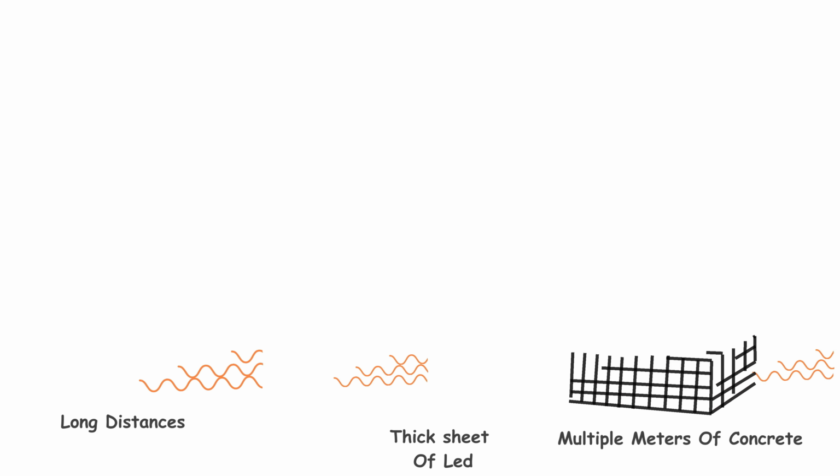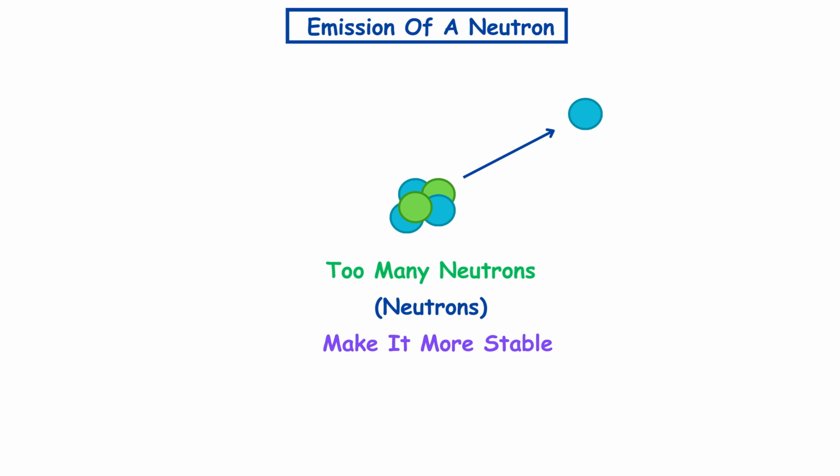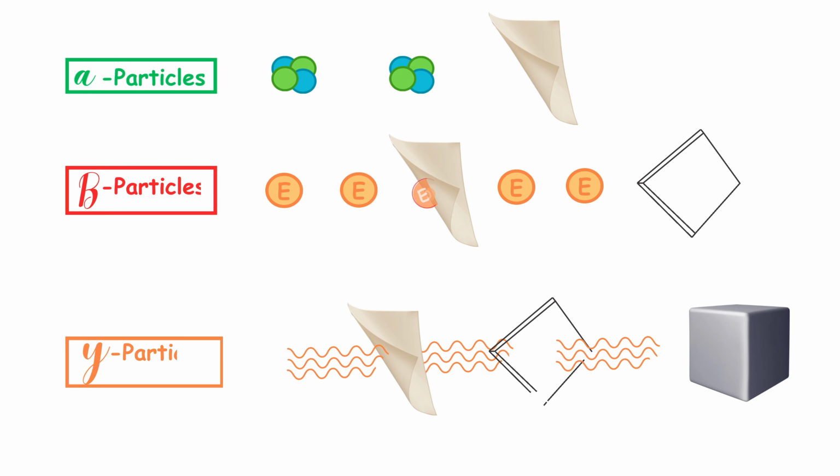Lastly, we have neutron radiation. If a nucleus has too many neutrons and becomes unstable, it can simply emit a neutron to become more stable. That's neutron radiation.